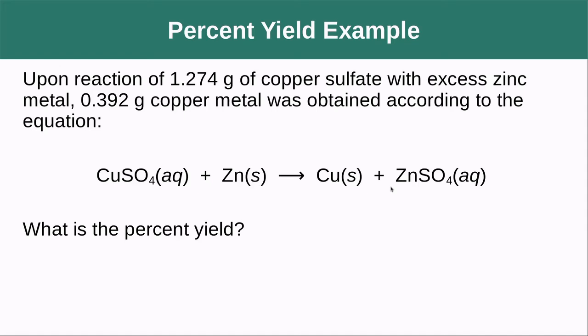So upon reaction of 1.274 grams of copper sulfate with excess zinc metal, 0.392 grams copper metal was obtained according to the equation. Copper sulfate plus zinc metal goes to copper solid with zinc sulfate. So what was our percent yield? So we need to figure out if we had 1.274 grams of copper sulfate, how much copper would we expect to be making?